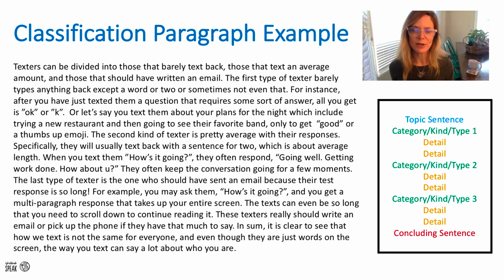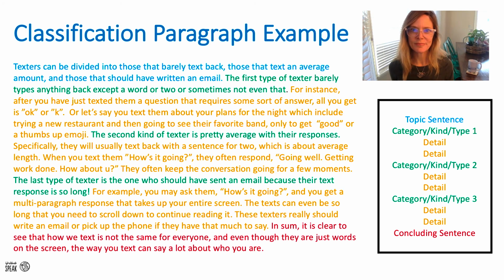And it's going to help if I change the paragraph to the colors that match the type of sentence you need in this paragraph. So you can see the topic sentence is blue, the type or types are in green, your details are in orange, and your concluding sentence is in red.